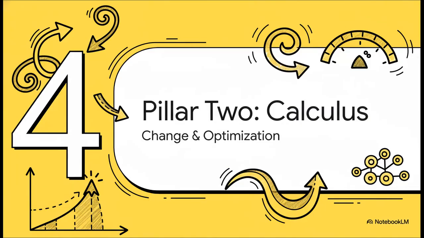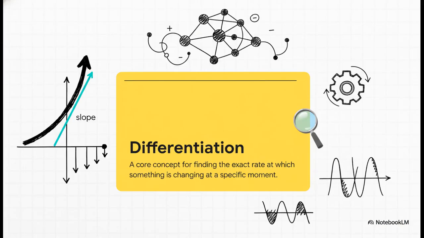All right, let's flip over to our second pillar, calculus. So if linear algebra is all about structure, calculus is all about change. It's about movement and about finding the absolute best, most optimized way to do something. A huge idea here is something called differentiation. It's basically a way to find the exact, instantaneous rate of change, like finding the precise speed of a car at one specific moment. And in the tech world, that's a total game changer. It's how a machine learning model actually learns from its mistakes and gets smarter and smarter over time.